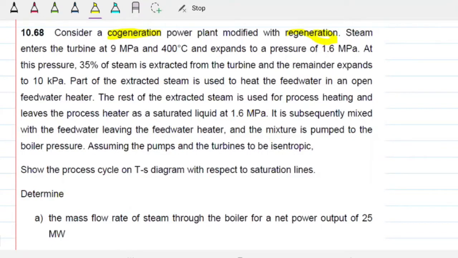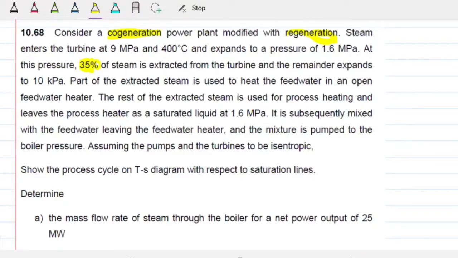So consider a cogeneration power plant with modified regeneration. Steam enters the turbine at 9 megapascals and 400 C, so that's our upper limit, and expands to a pressure of 1.6 megapascals. At this pressure, 35% of the steam is extracted from the turbine, and the remainder expands to 10 kilopascals. So it's giving us the Y that we just had to find in the previous one. This one, they're giving it straight off. So the remainder, the 65%, goes through a second turbine and ends up at 10 kilopascals.